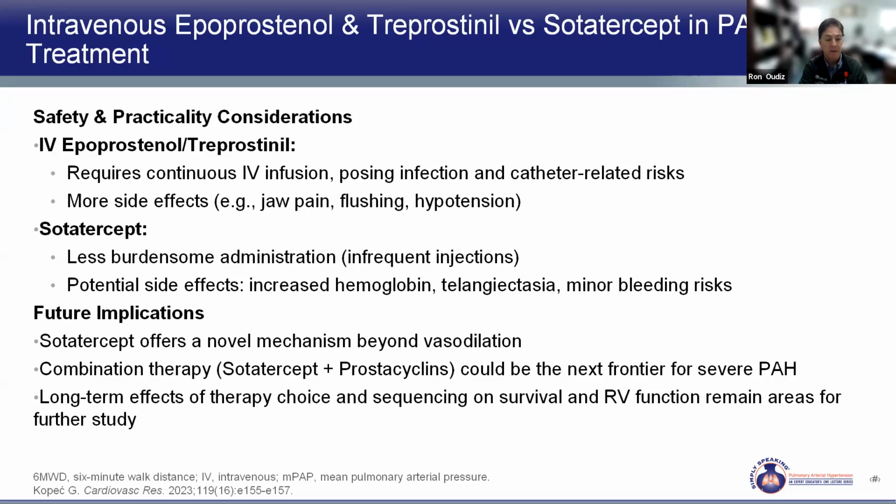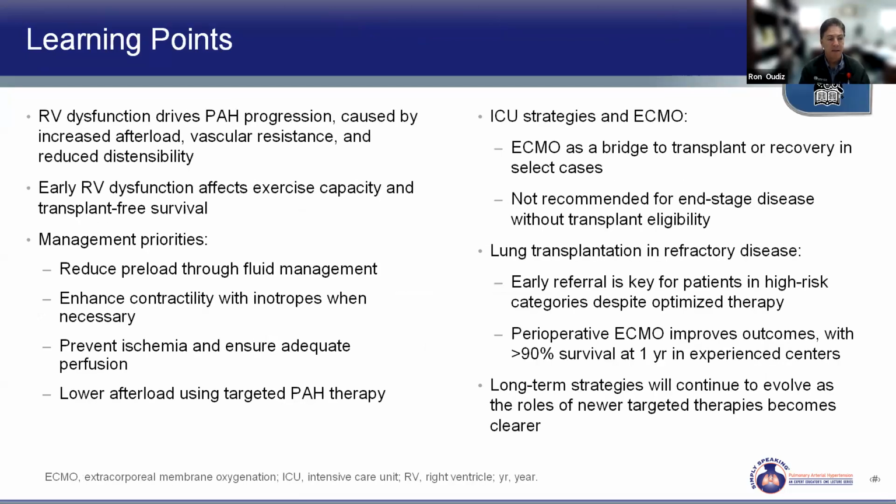Long-term effects of therapy choice and sequencing on survival and RV function remain areas for further study. If we can get that data and design a trial that will be feasible and informative, then I see that we're going to have a major shift in the way we treat acutely these patients, as in the patient in this case.